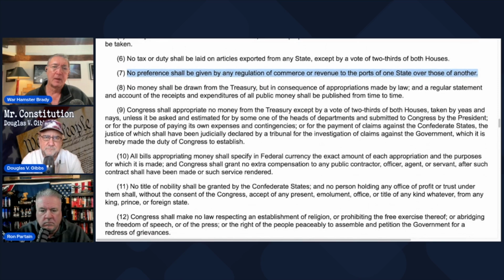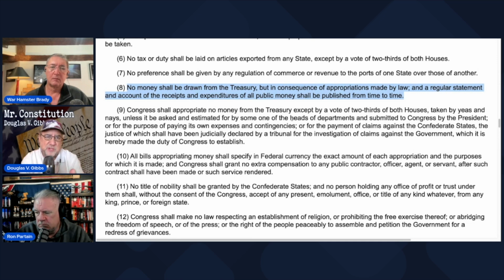Continuing on. No money shall be drawn from the treasury, but in consequence of appropriations made by law, and a regular statement of accounts of the receipts and expenditures of all public money shall be published from time to time. Word for word. And that last part being the same in both constitutions is a reminder that the federal government is tasked with transparency and letting the public know how all of the dollars are spent. Not that that would tie in with anything going on today.